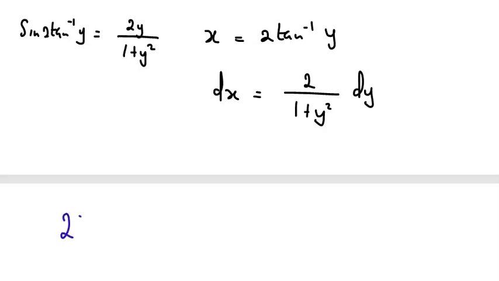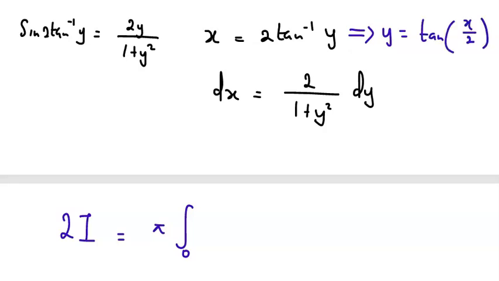So we're going to have 2I is equal to pi multiplied by the integral from 0. Oh, wait, we're going to check our new limits. So from here, we know that if you divide both sides by 2 and take the tangent of both sides, we get y is equal to the tangent of x over 2, right? So now, if x is approaching 0, y is approaching the tangent of 0, which is 0. If x is approaching pi, y is approaching the tangent of pi over 2, which is infinity.